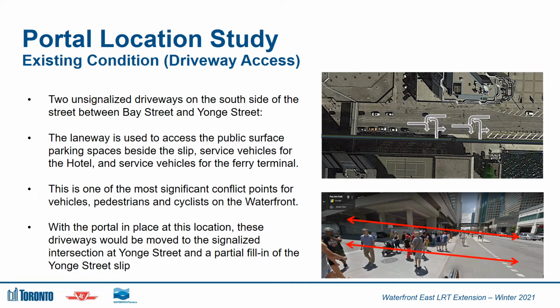But first, it's important to note some of the existing conditions in the block between Bay Street and Yonge Street, as the operations in this block would be significantly altered by Alternative 2. Currently, there are two unsignalized driveways on the south side of Queens Quay East between Bay Street and Yonge Street, one to access the hotel motor court and one to access the laneway beside the hotel. The laneway is used to access the public service parking spaces beside the slip, service vehicles for the hotel, and service vehicles for the ferry terminal.